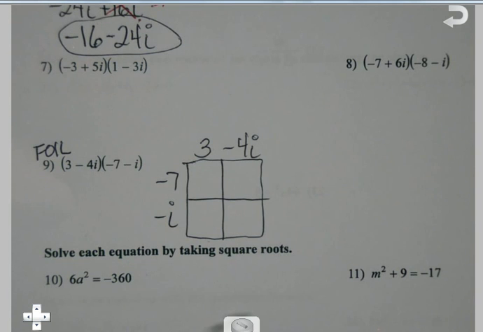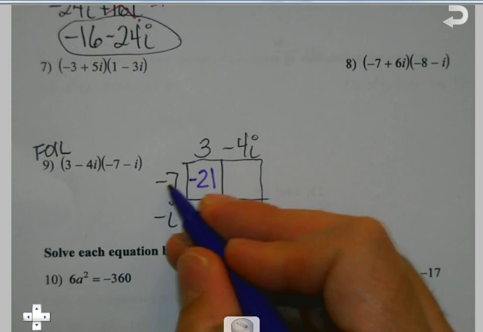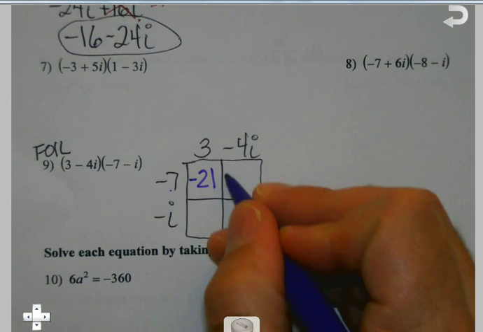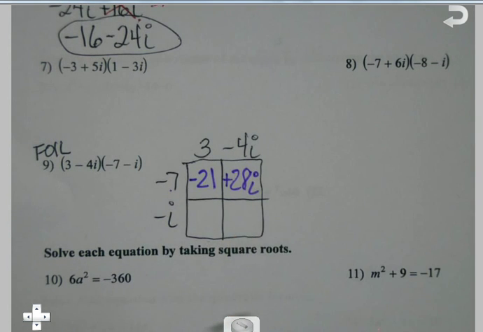Number 3, though, is minus. I'm not multiplying. Okay? So when I have to FOIL, okay, I'm just multiplying what's going on the edges of my box.